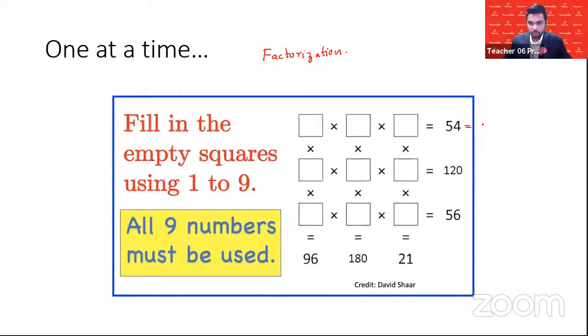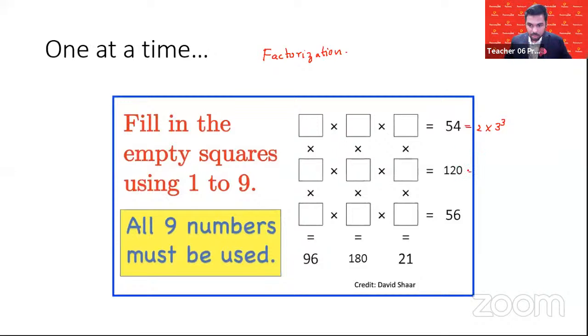What is 54 in the prime factorized form? 54 is 9 times 6. In 9 there is a 3 squared, and in 6 there is a 3 to the power 1. So this is 3 cubed into 2.